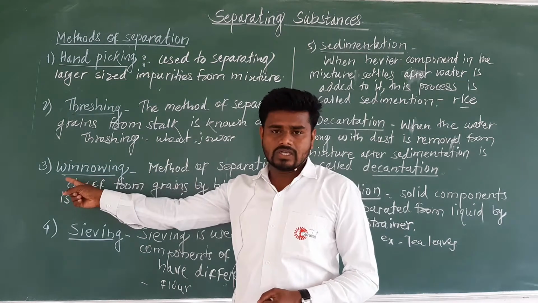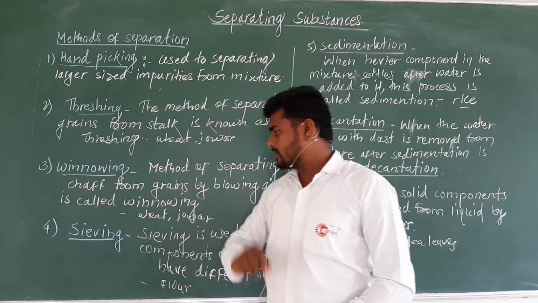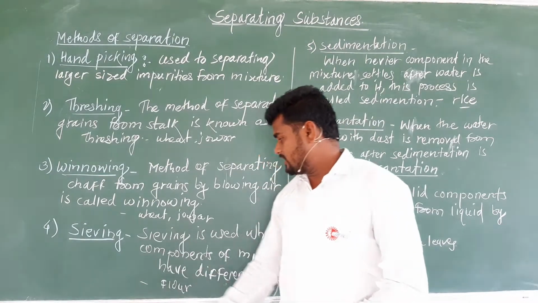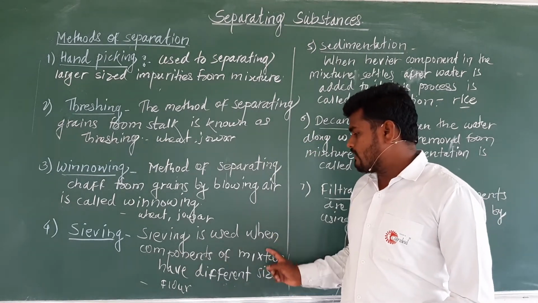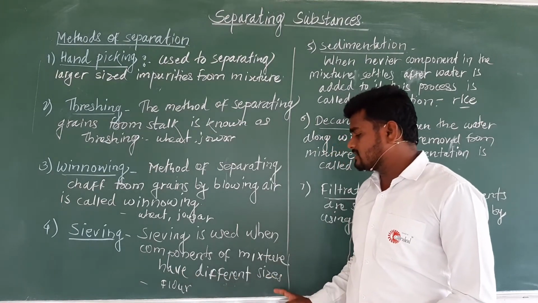This method is called winnowing. This method is called what? Winnowing. The next method is sieving. Sieving is used when components of a mixture have different sizes.